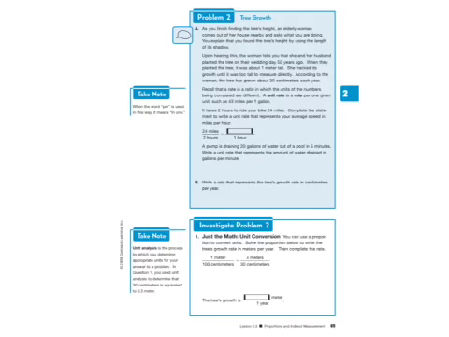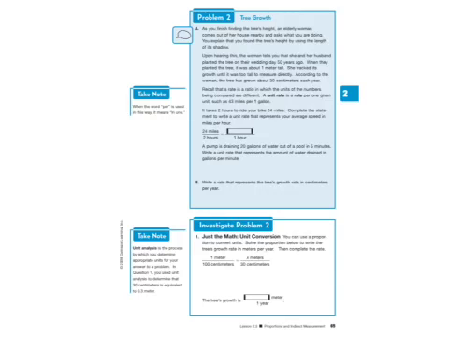So, as you finish finding the tree's height, an elderly woman comes out of her house nearby and asks what you're doing. You explain that you have found the tree's height by using the length of its shadows. Upon hearing this, the woman tells you that she and her husband planted the tree on their wedding day 50 years ago. When they planted the tree, it was about 1 meter tall. She tracked its growth until it was too tall to measure directly. According to the woman, the tree had grown about 30 centimeters each year.